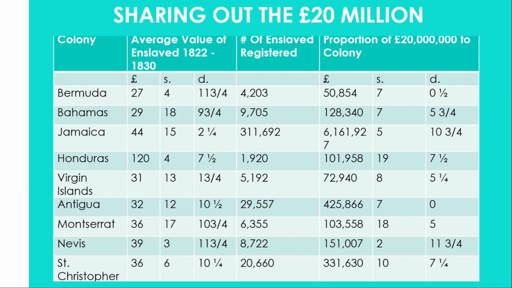Compensation, because remember, they added a value to our ancestors. They priced them. They were selling them. Essentially what is happening here is that planters are being compensated because their property has been taken away from them. But there is no recognition of the trauma, the pain, the injustices that have been inflicted on the enslaved people.